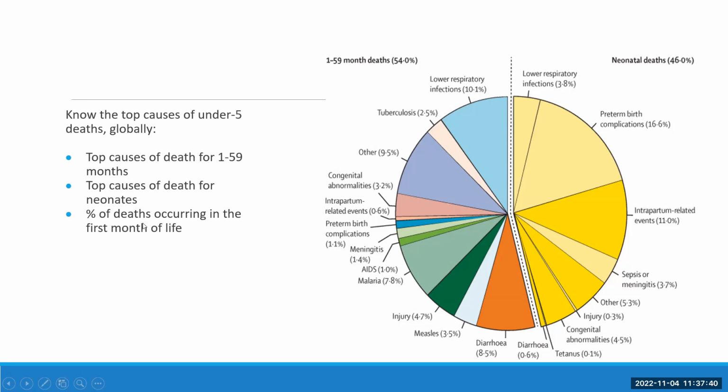Percent of deaths occurring in the first month of life, that's right here, 46%. Almost half of all deaths of children under 5 occur in the first month of life. Very important to know in terms of how we can reduce deaths among children. Well, half of them can be reduced with a focus on neonatal health, with interventions focused on maternal health because they're very, very related.